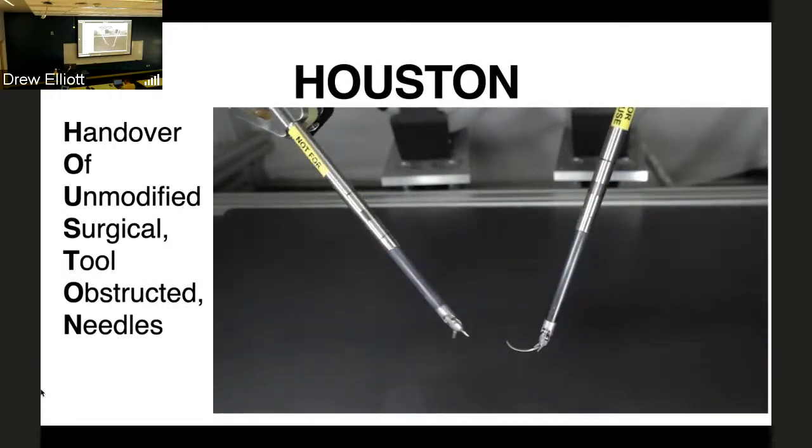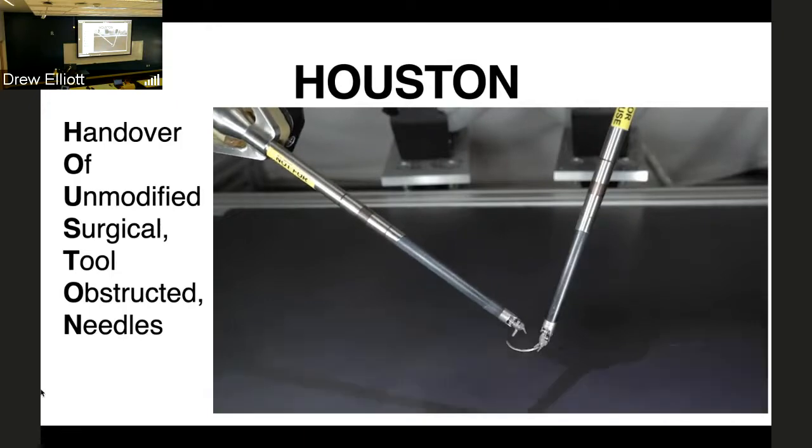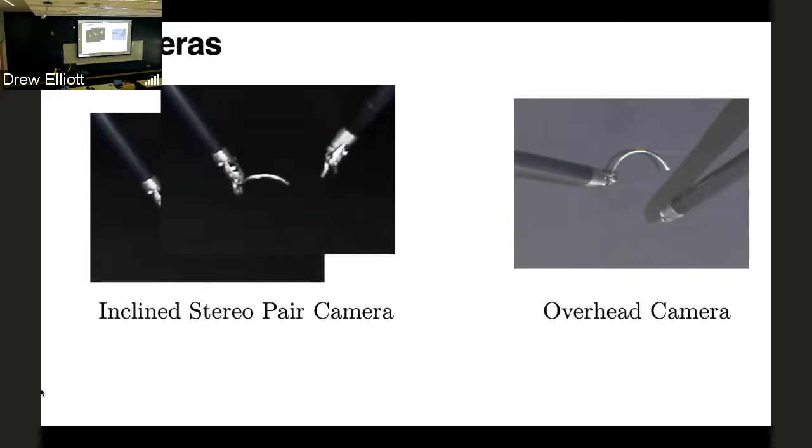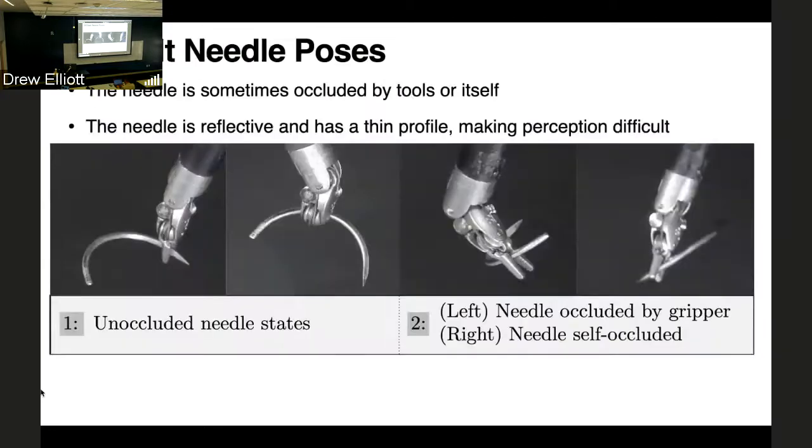Okay, so here's the challenge. We want to be able to hand a needle off between the two end effectors. And what we do here is we have 3 cameras, a stereo pair and an overhead camera, just because of occlusions.